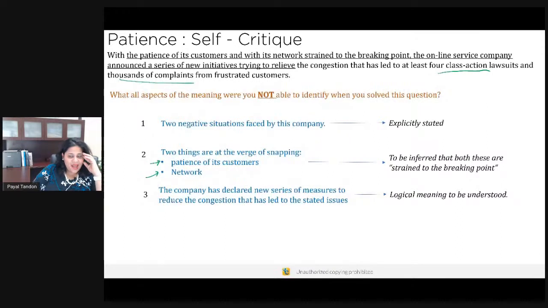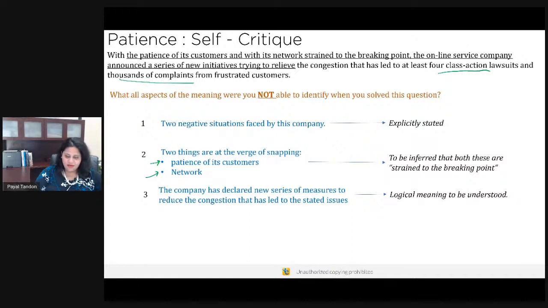So, Kriti, with the patience of its customers and with its network strained to the breaking point, again, good point. What you are saying is, and let's look at what Kriti is saying. Is A not trying to convey that the customers were actually patient, and thanks to the patience that the customers showed, the network was reaching its breaking point? Okay. So what you are doing, Kriti, is you are looking at the stuff on its face value. Okay, you have to go into, and that's where drawing inferences from the original sentence is so very important.